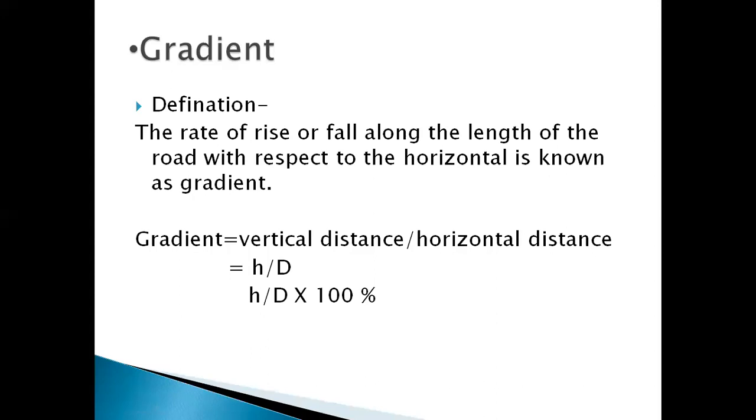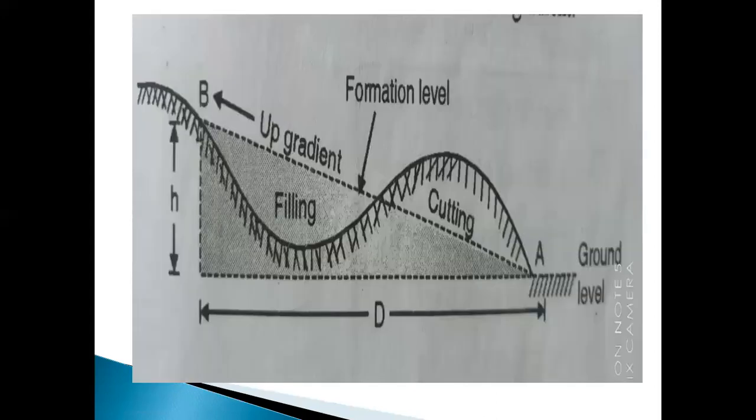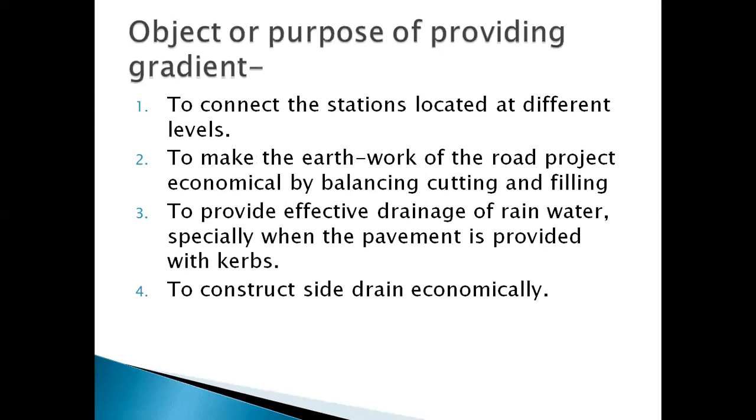Now see what a gradient is. The rate of rise or fall along the length of the road with respect to the horizontal is called a gradient. Then we discussed the objects, or the purposes, of providing gradient. There are 4 objects of providing gradient, which we have discussed in the previous lecture.